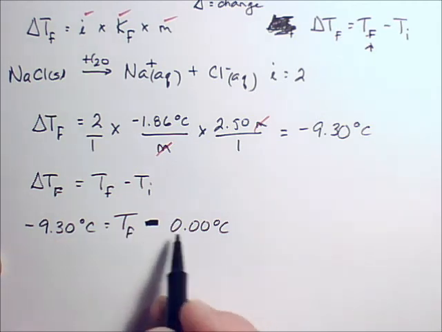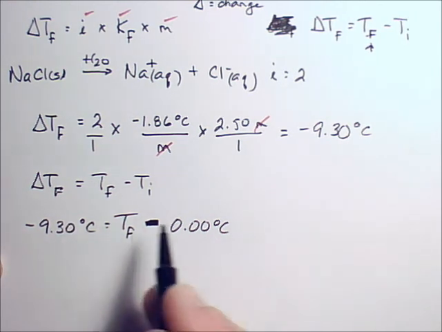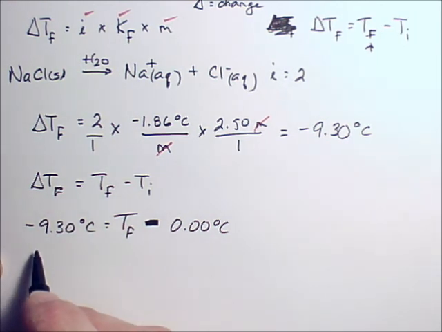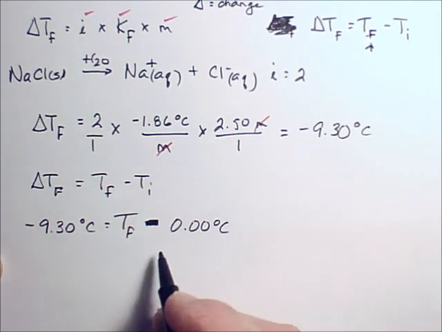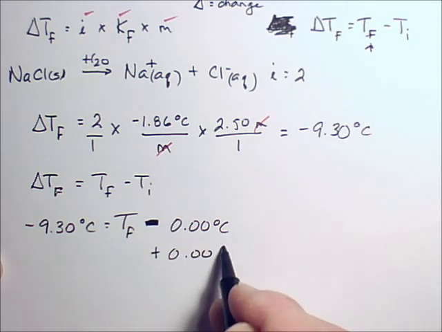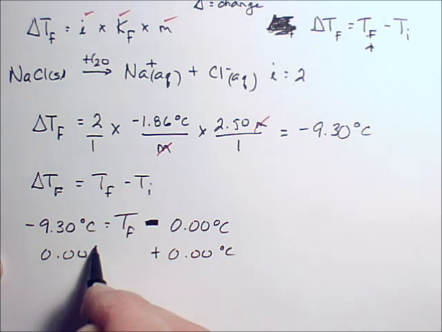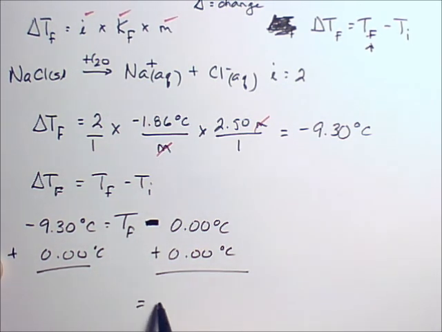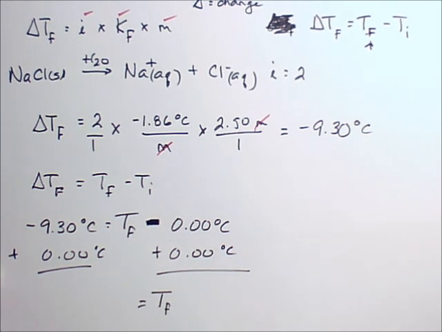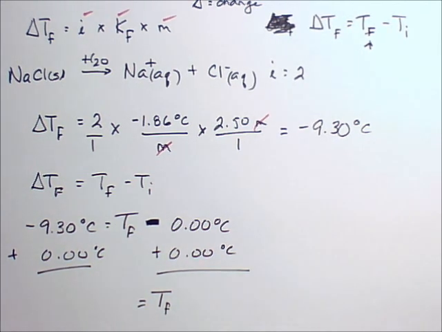So let's see. I need to rearrange the equation so I get this by itself. So what I'm going to do is add 0.00 to this side and add 0.00 degrees C to this side. And when I add it to this side, I just get TF by itself. That's the final temperature. That's what we're looking for. Well, negative 9.30 plus 0 is just, there you go, negative 9.30.